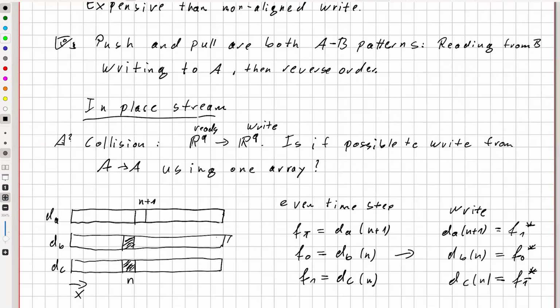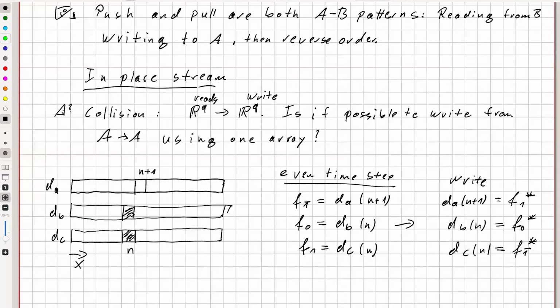So by having done this, we have actually moved the population f1 one step in positive direction and f minus 1 one step in negative direction. So we did the streaming. However, we reinterpreted the direction. So previously, dA was going in the negative direction, and now dA is going in the positive direction. So this was in an even time step.